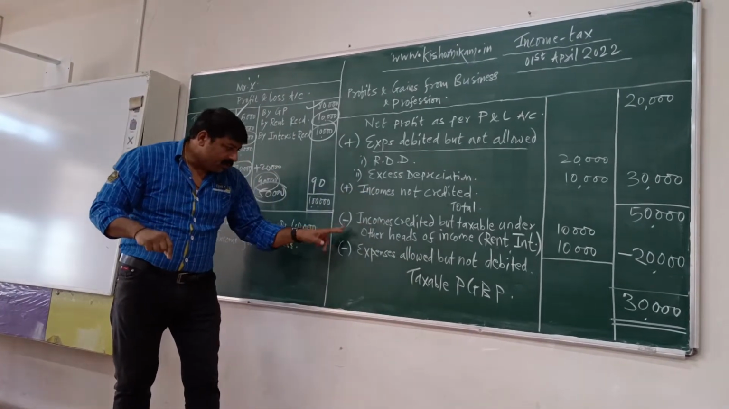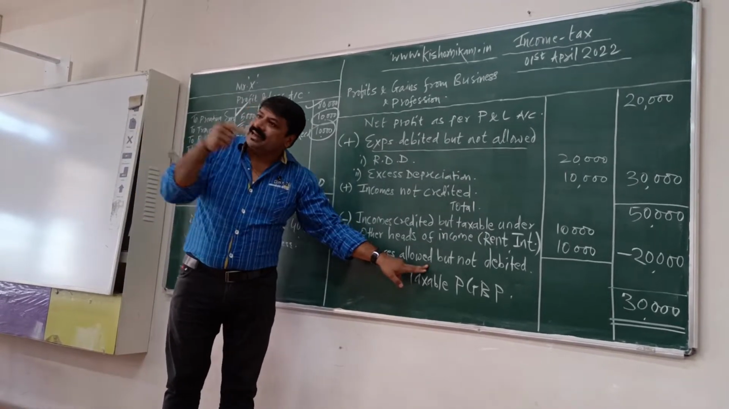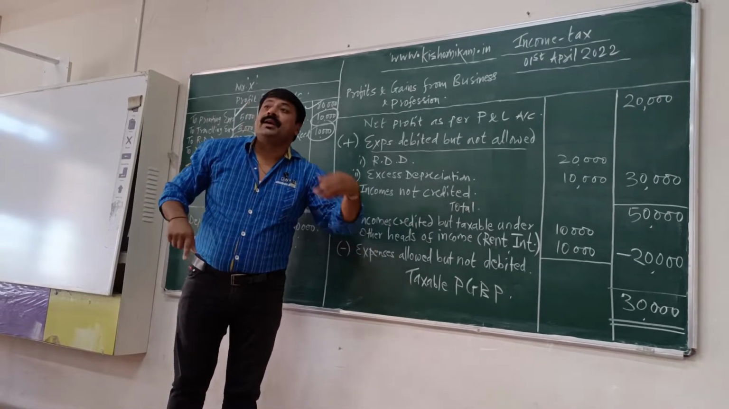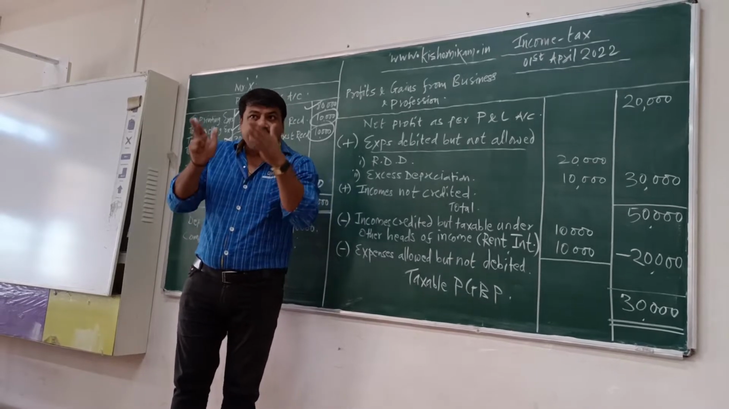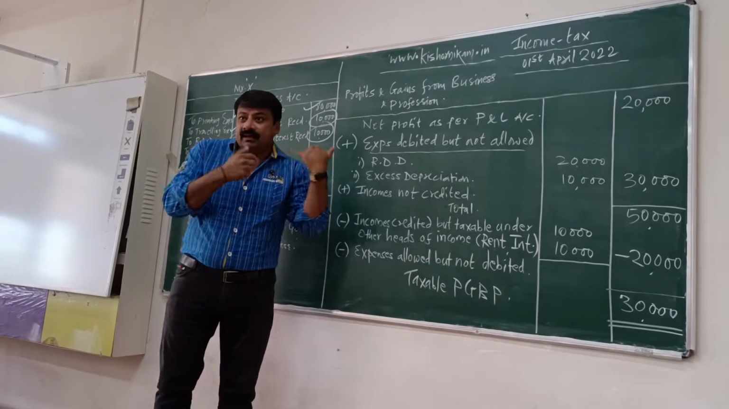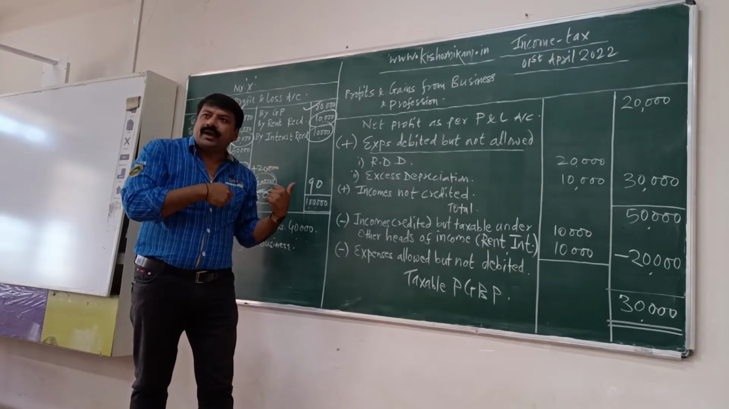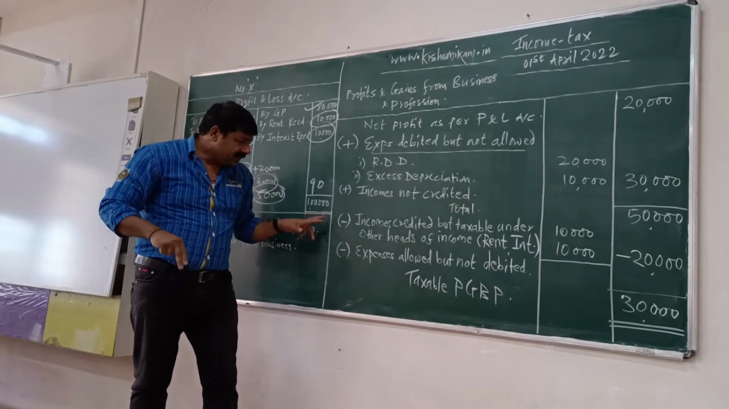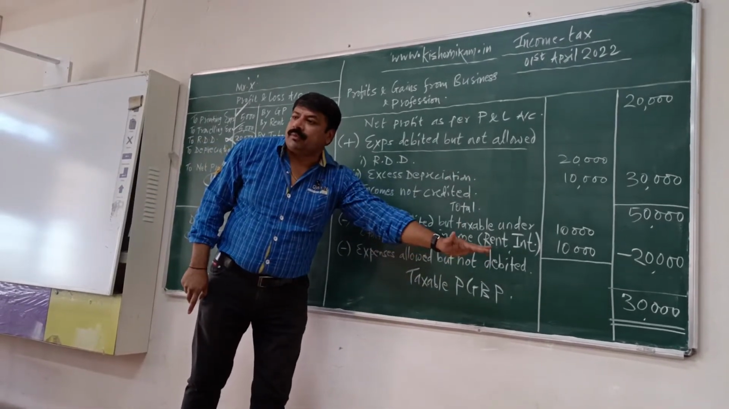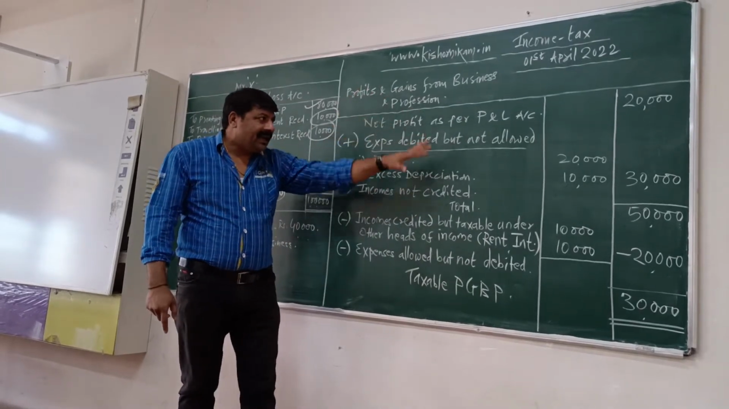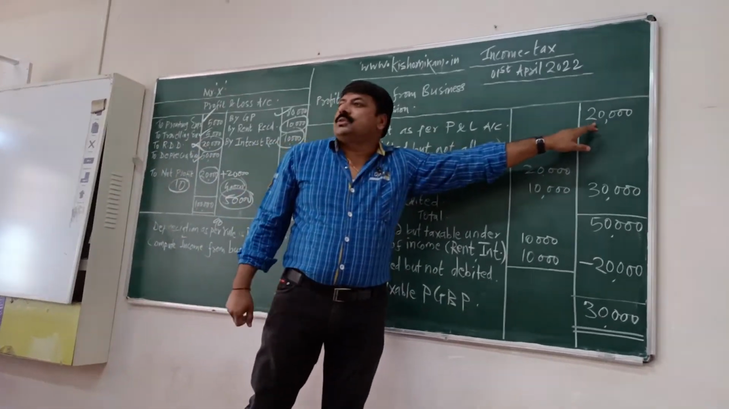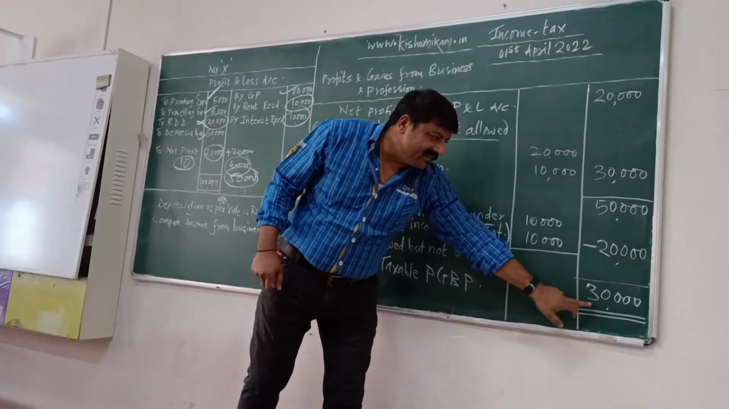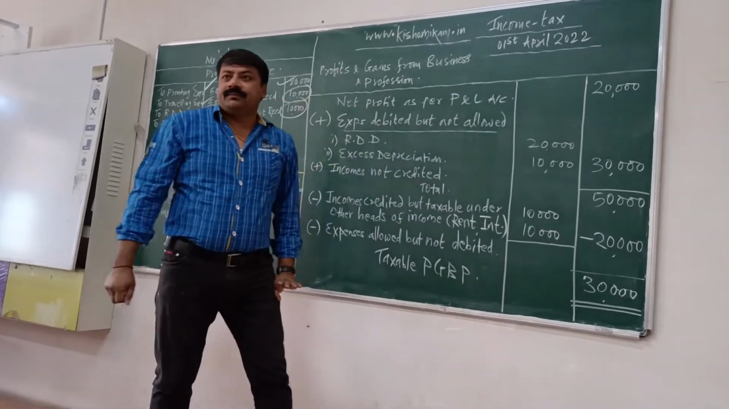And one more thing we have to deduct: expenses allowed but not debited. उसके पास पावती है, वाउचर है, लेकिन वो भूल गए अकाउंटिंग में लाना, उसको खर्चा हुआ है. So if it is produced, that will be reduced. It will bring down the profit. Now, as for the final answer, previously profit was 20,000. Now finally it is coming to 30,000.